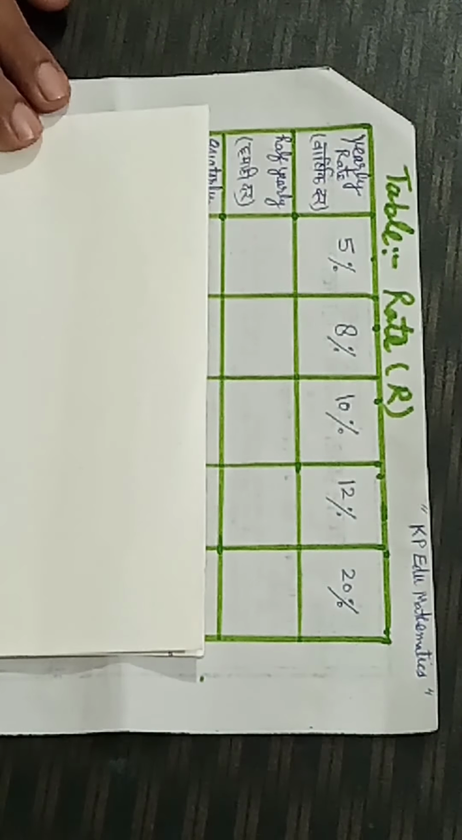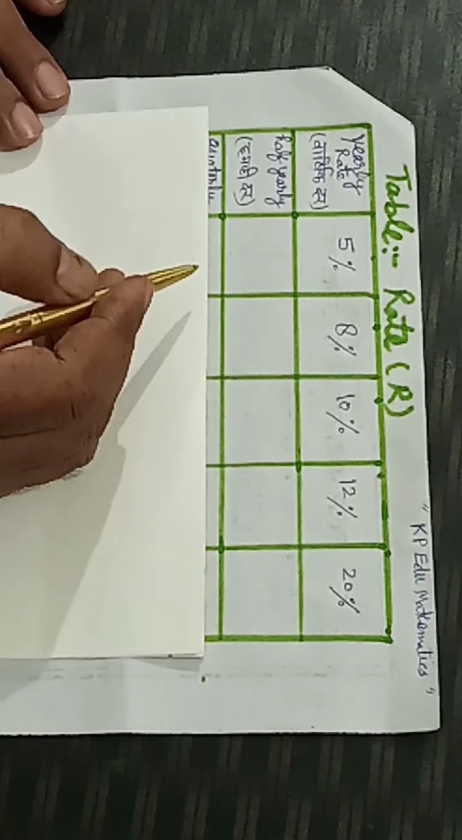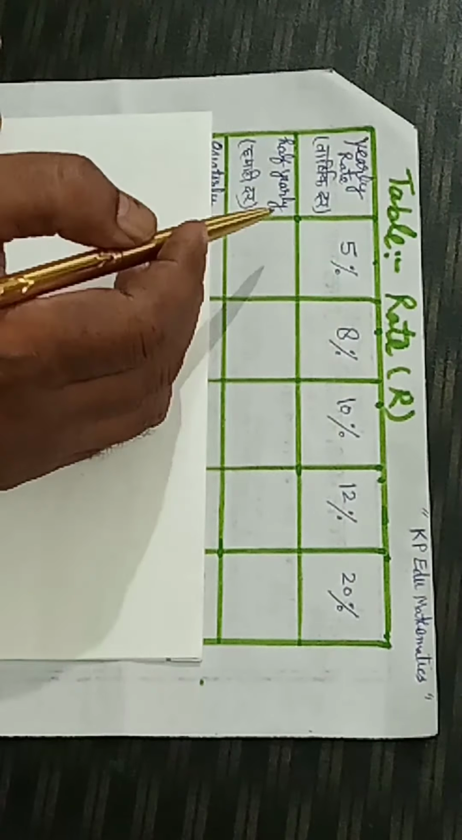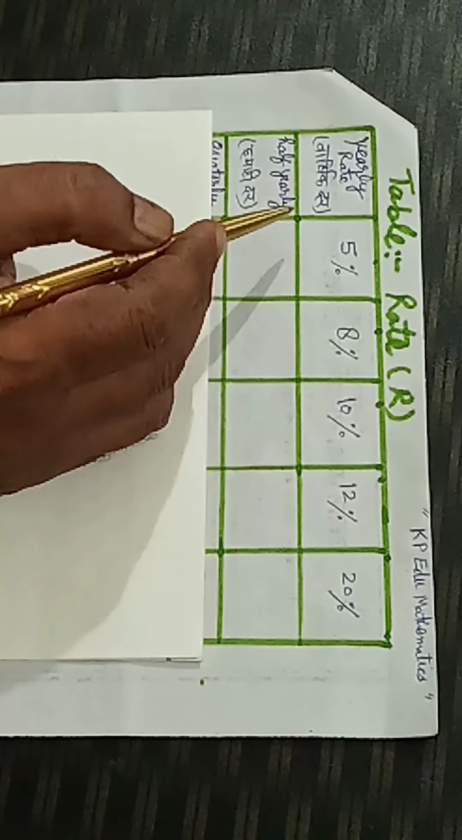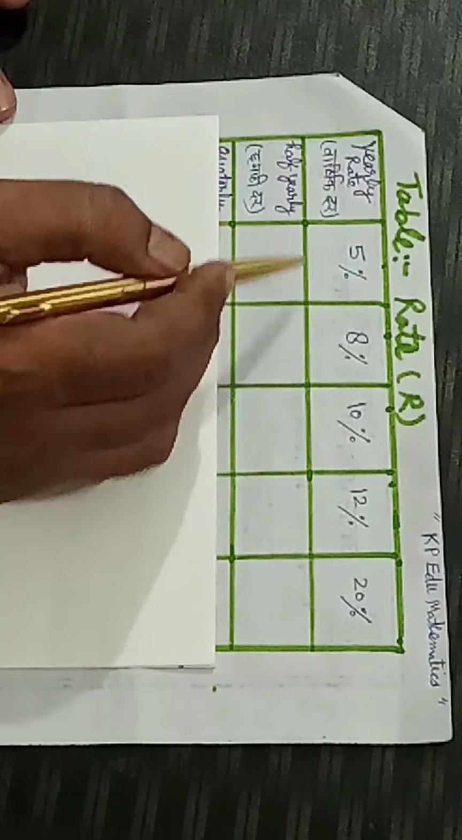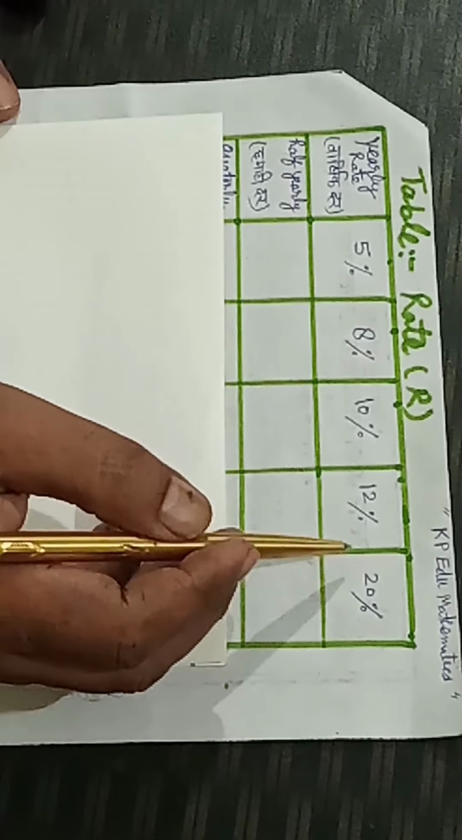Today we do some advanced questions in compound interest. First of all, you see this table for rate. If compounded annually, if compound interest is reckoned annually, then yearly rate is 5%, 8%, 10%, 12%, and 20%.